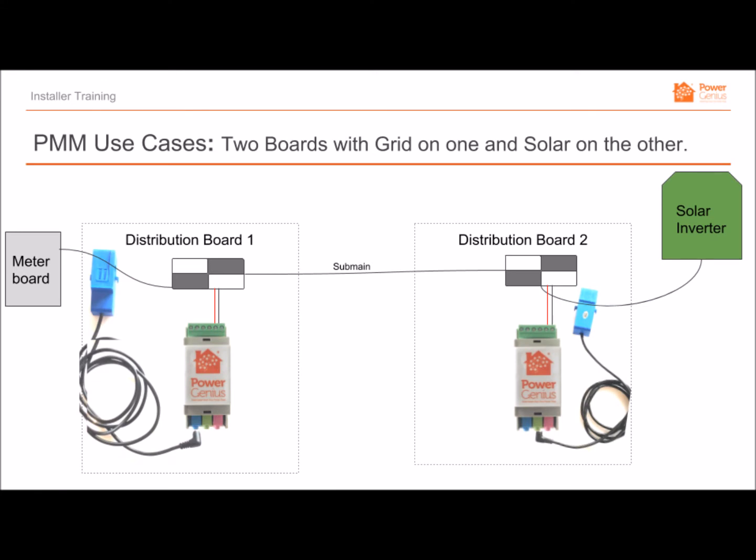The second scenario is that you have the grid coming into one switchboard and the solar coming into another switchboard, so you can use two PMMs in this case. And each PMM will be configured, one to monitor only the grid and one to monitor only the solar. And different software is downloaded into each.